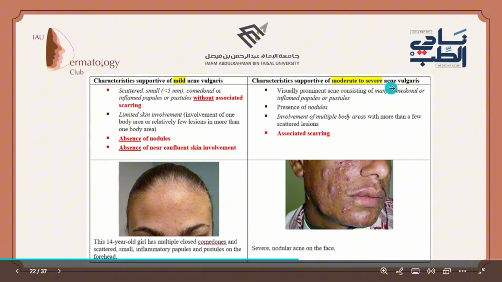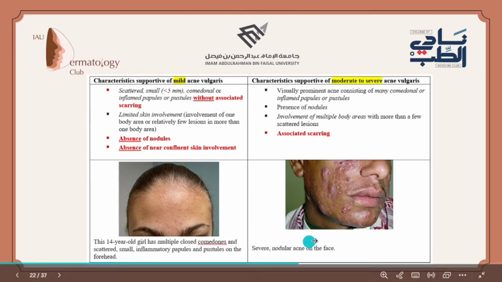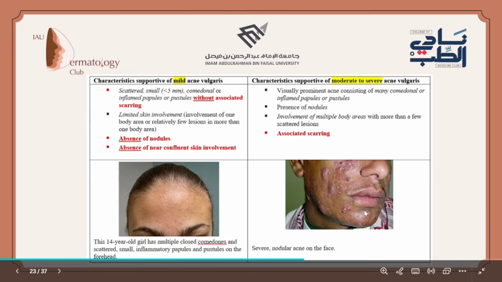For moderate to severe acne, the patient has many comedones and papules. They also have nodules, scars, and it involves multiple body areas, not just scattered lesions as in mild acne. So as you can see in this picture, it is severe nodular acne over the face.